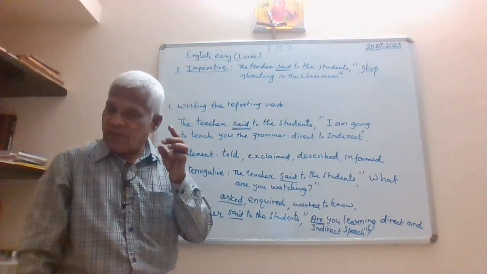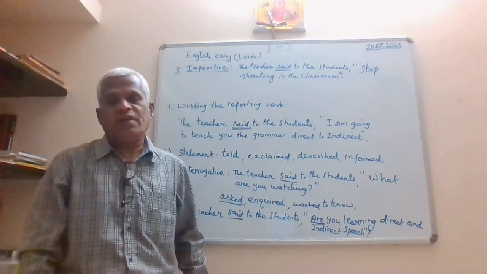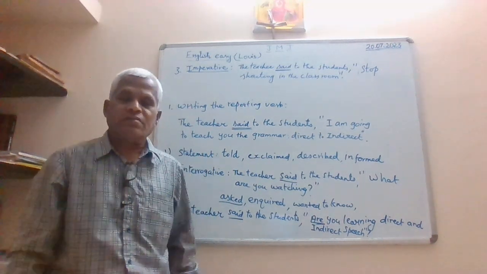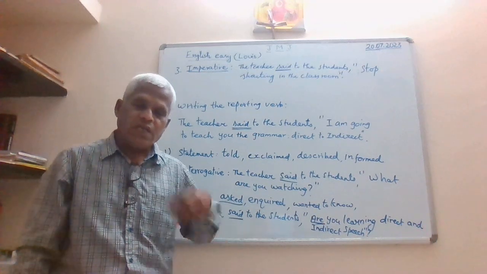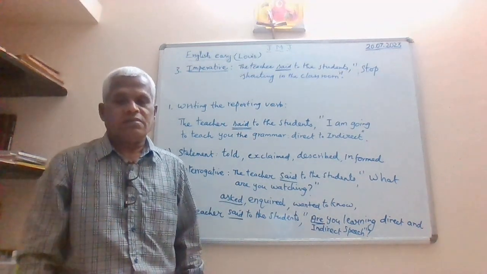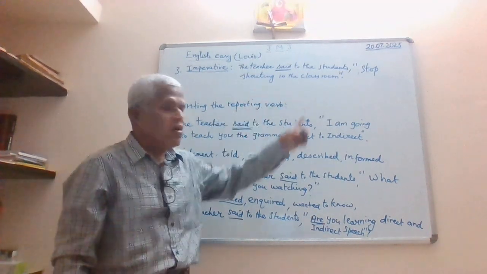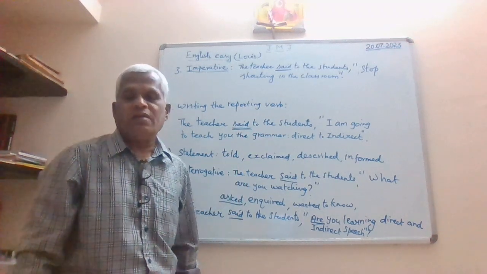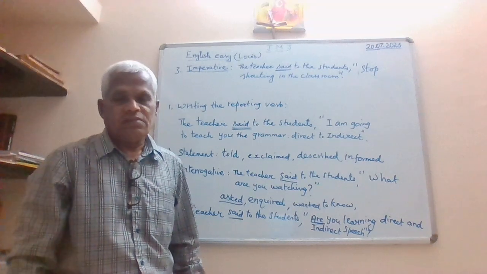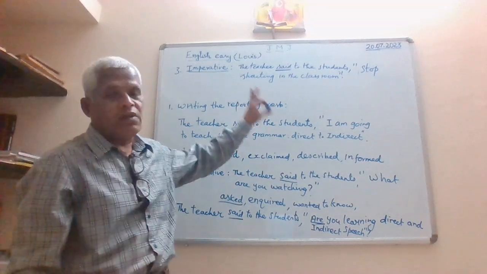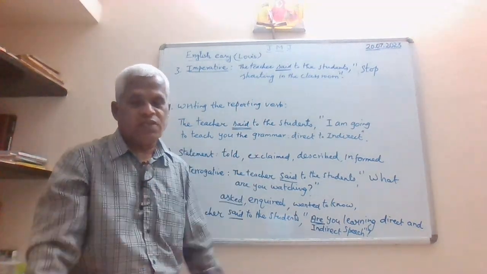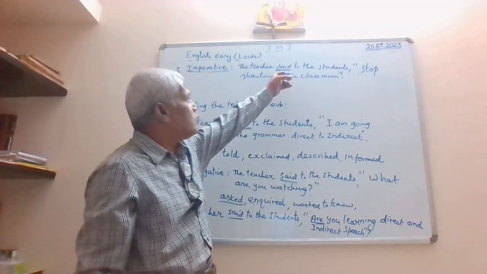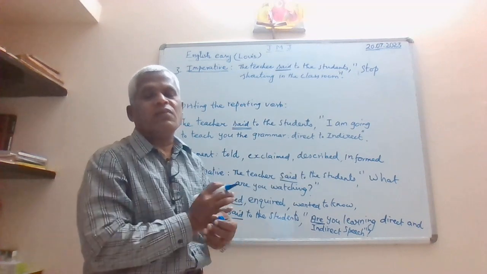And again I said there are two types of imperative sentence. One is commanding or ordering. Another one is requesting. Now this could be a command, ordering the students from the teacher's point of view if they are shouting too much. Alright?